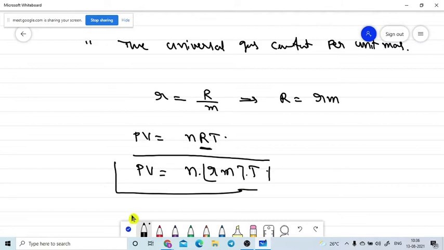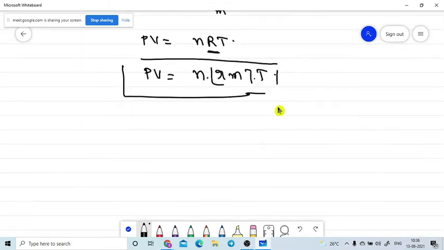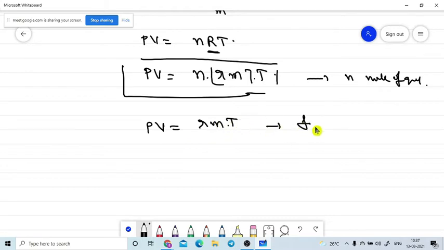Are you getting it or not? Hello? This is the equation for n moles of gas. If you take 1 mole of gas, PV is equal to small r m into T. It is for 1 mole of gas. No issue?